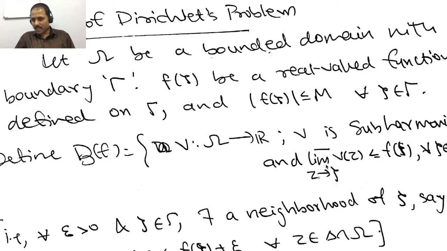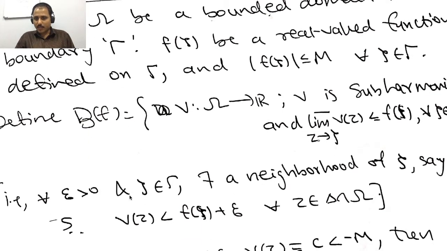So what do we mean by this? Exactly, for every epsilon greater than 0 and theta belonging to the boundary, there is a neighborhood around theta, say delta, such that V of z is less than f of theta plus epsilon whenever z is in that neighborhood intersection omega. So that is the condition. It is like a limit coming to the boundary from the interior, where this inequality should hold.